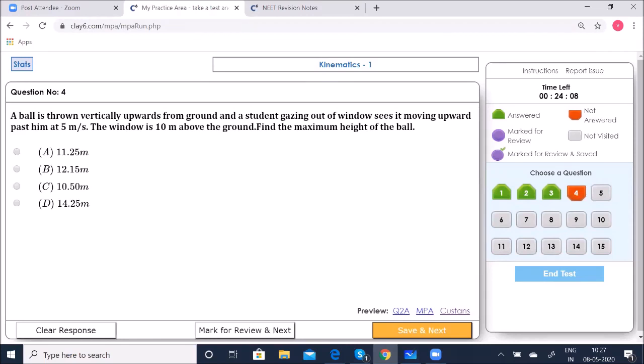Okay. Coming to the fourth question. A ball is thrown vertically upwards from ground and a student gazing out of the window sees it moving upwards past him at 5 meters per second. The window is 10 meters above the ground. Find the maximum height of the ball. Okay, let us quickly solve this. It's pretty easy.